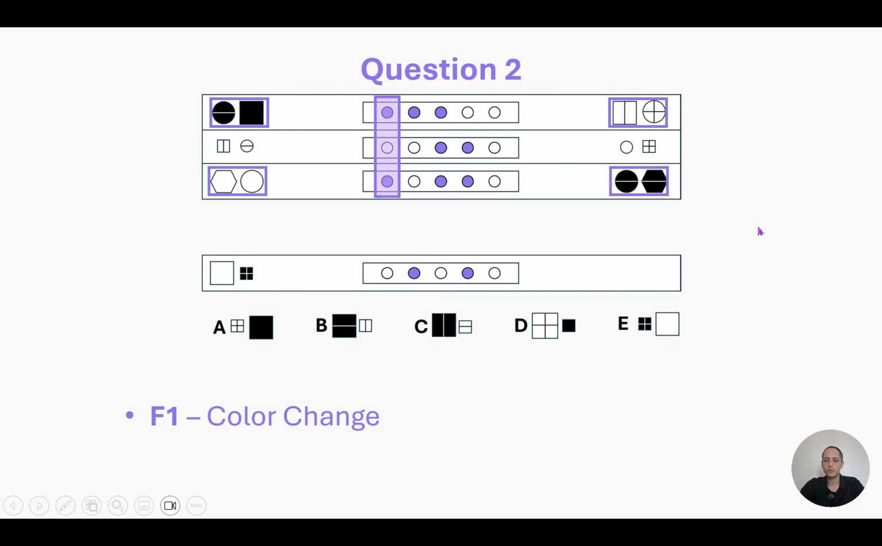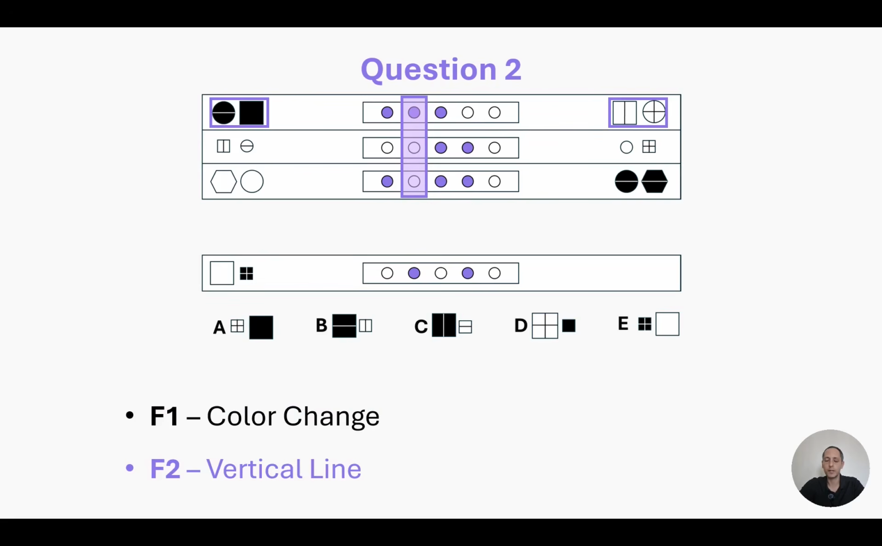Moving on to the next column, we need a function that operates only in the top row, and that is the addition or removal of a vertical line. As you can see in the square and the circle, there is no vertical line in the basic shape, but after the functions are activated, we have vertical lines in both.